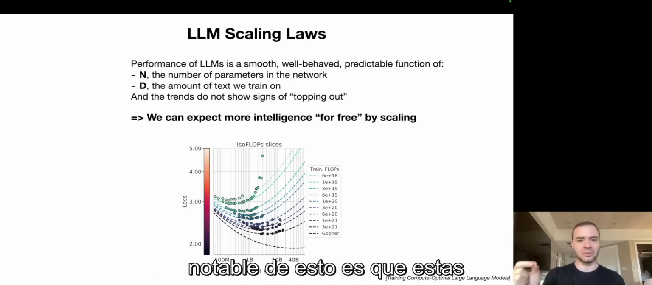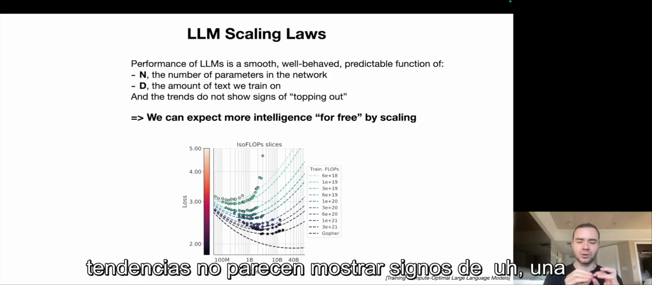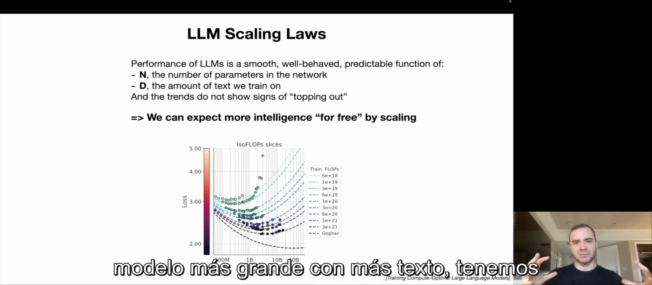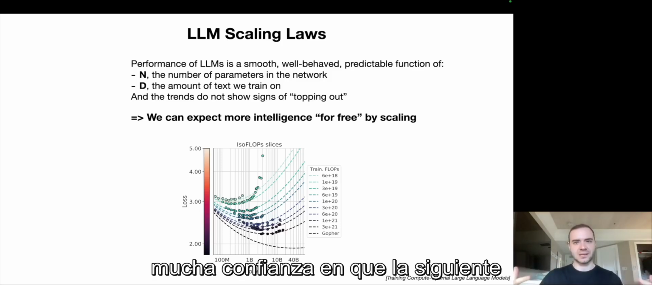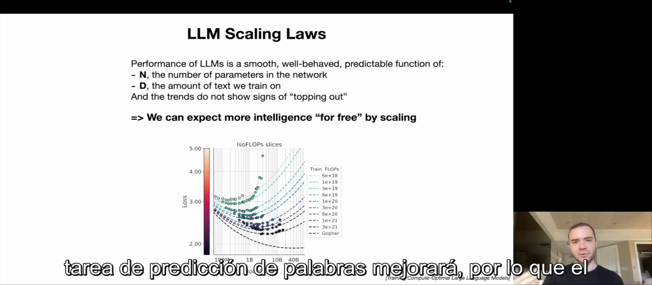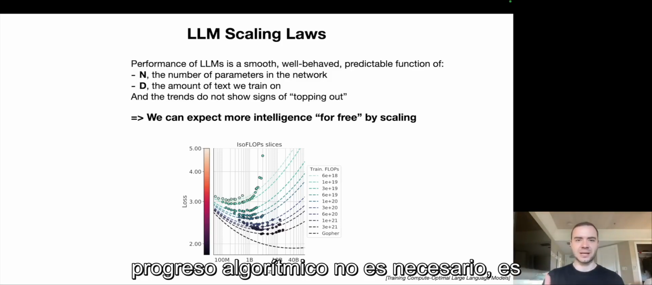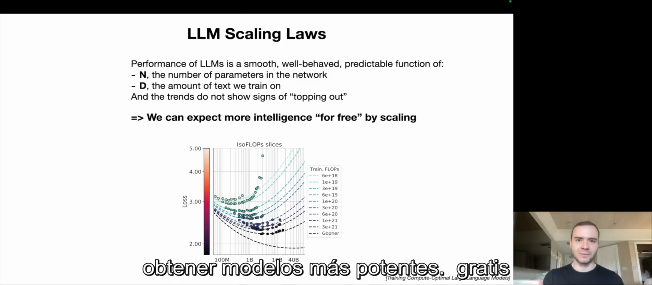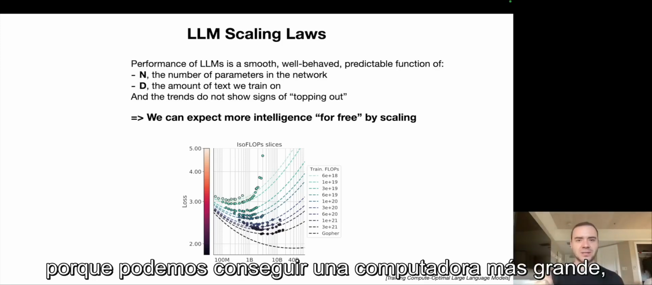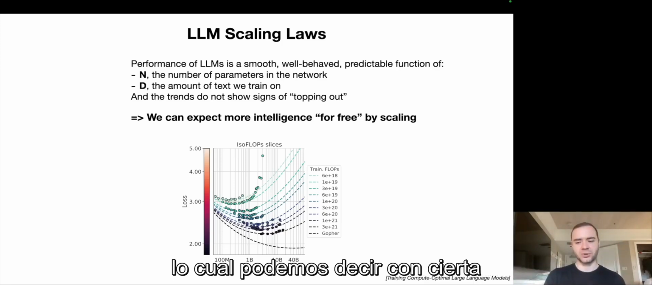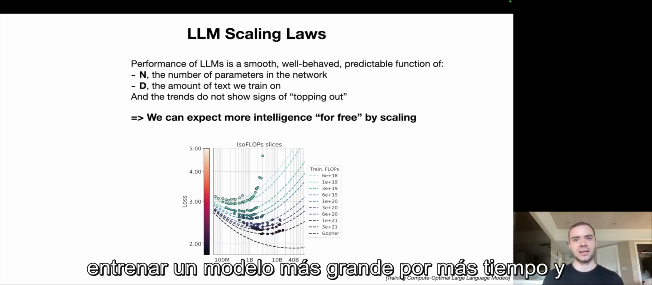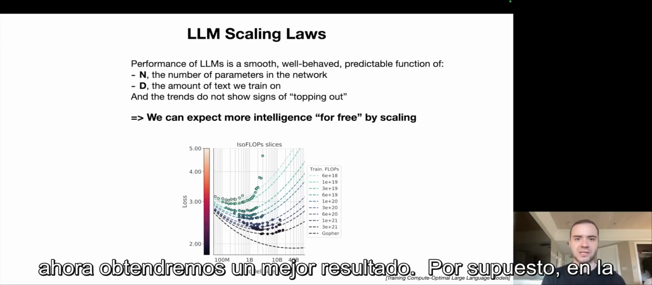And what's remarkable about this is that these trends do not seem to show signs of topping out. So if you train a bigger model on more text, we have a lot of confidence that the next word prediction task will improve. So algorithmic progress is not necessary. It's a very nice bonus, but we can get more powerful models for free because we can just get a bigger computer, which we can say with some confidence we're going to get, and we can just train a bigger model for longer. And we are very confident we're going to get a better result.